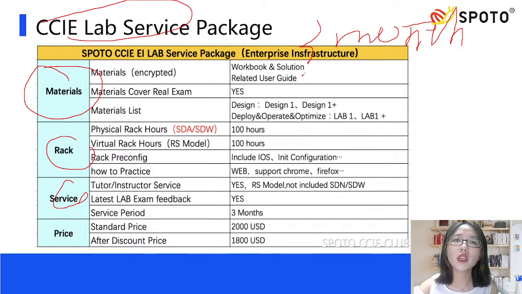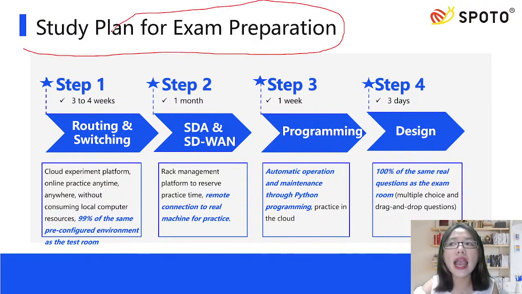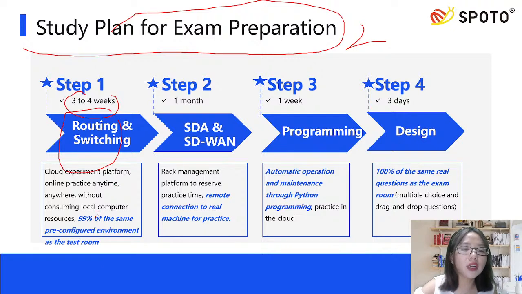Okay. So this is our study plan for everyone to pass the CCIE Lab exam at one time. As the CCIE Lab has 2 modules, we deliver the lab service and the learning material in stages. In the first stage, we will send the routing and switching solution and the rack permission. The learning cycle is 3 to 4 weeks of routing and switching rack practice. No need to consume your local computer. Practice anytime, anywhere.